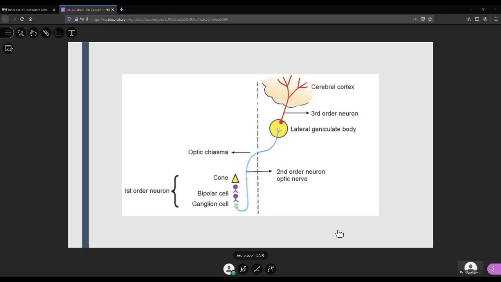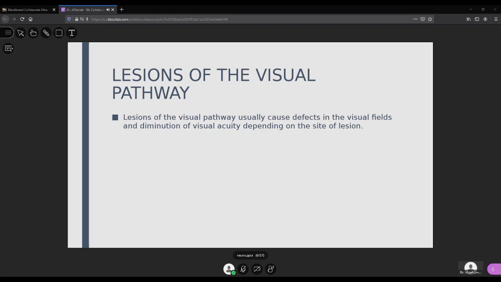So this is very important. Now this is the cone, then the bipolar, then the ganglion system. This is the first order neuron. Then the second order neuron will end up in the lateral geniculate body. Then the third order neuron will end up in the cerebral cortex. Lesions of the visual pathway usually cause defects in the visual fields and diminution of visual acuity depending on the site of the lesion.